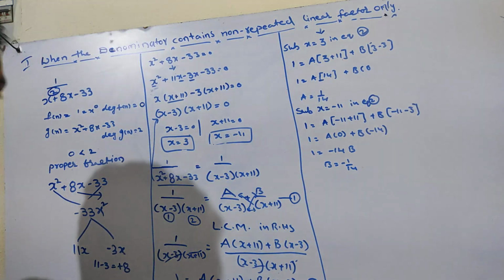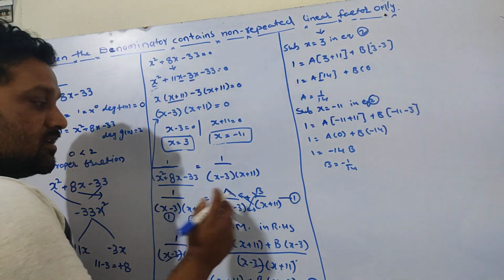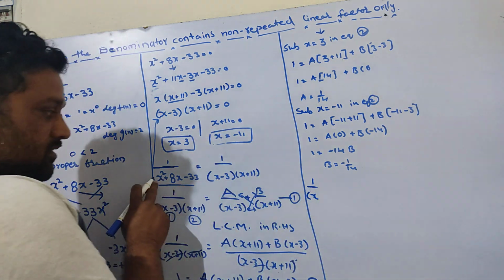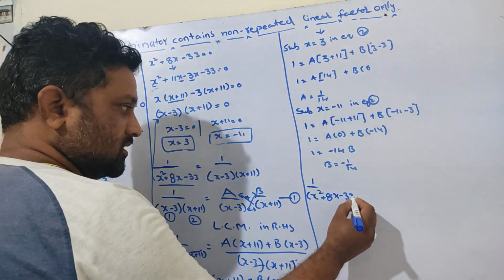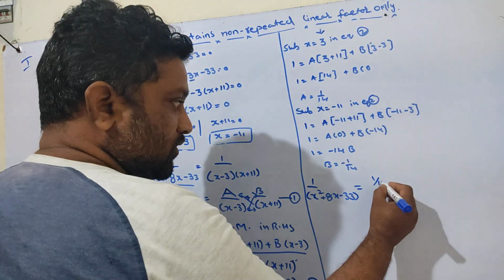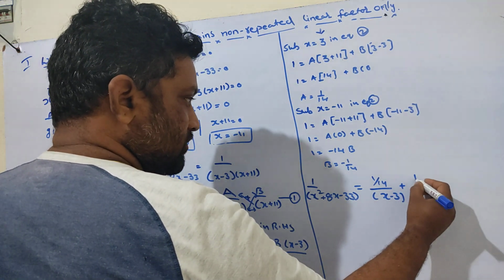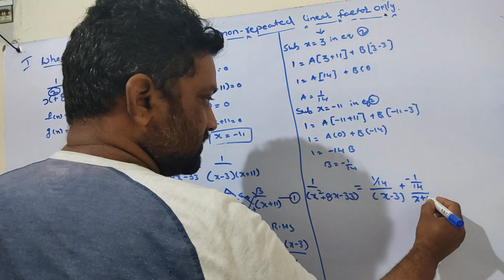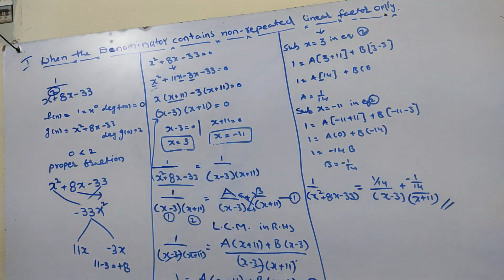After getting the a and b values, now we are substituting in equation 1. The question is 1 by x square plus 8x minus 33, which is equal to 1 by 14 of (x minus 3) plus minus 1 by 14 of (x plus 11). This is our answer. Now we have to see another problem.